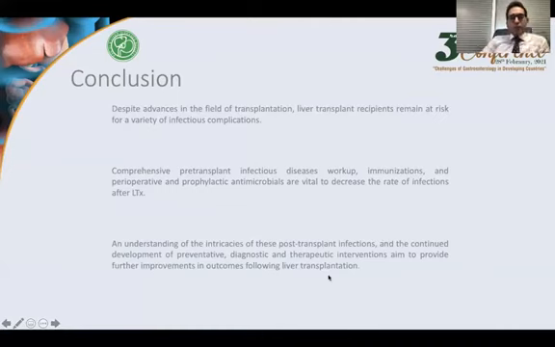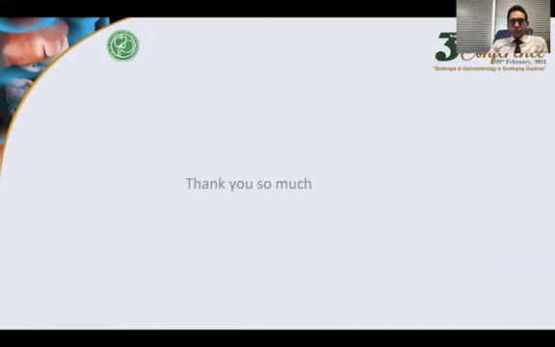Finally, coming to the conclusion, despite advances in the field of transplantation, liver transplant recipients remain at risk for a variety of infectious complications. Comprehensive pre-transplant infectious disease workup, immunization, and perioperative and prophylactic antimicrobials are vital to decrease the rate of infections after liver transplant. An understanding of the intricacies of these post-transplant infections and continued development of preventive, diagnostic, and therapeutic interventions aim to provide further improvements in outcomes following liver transplantation. Thank you so much.